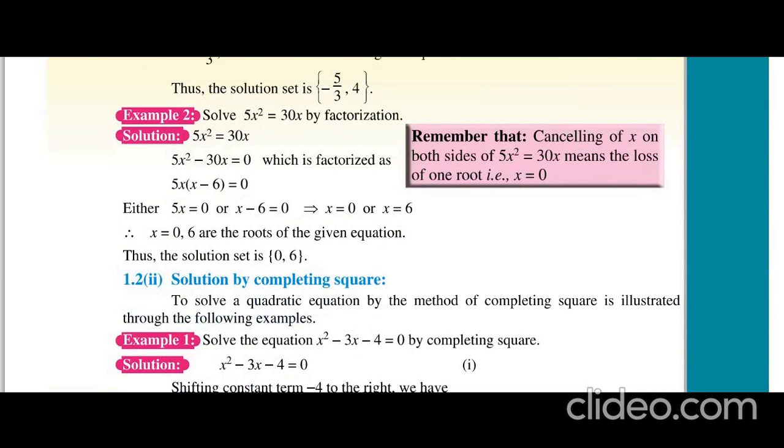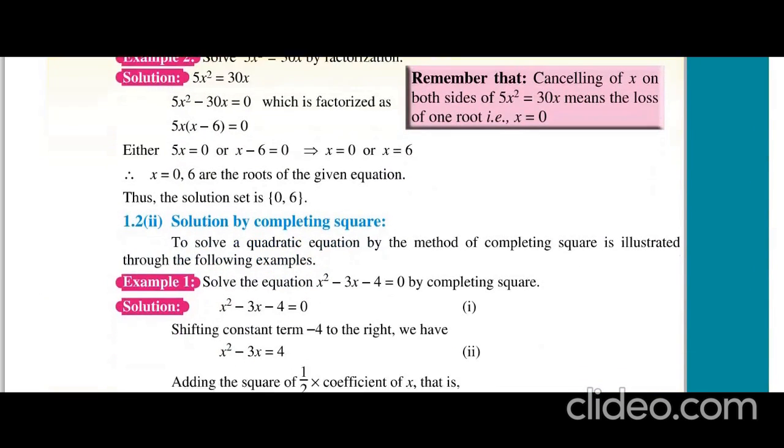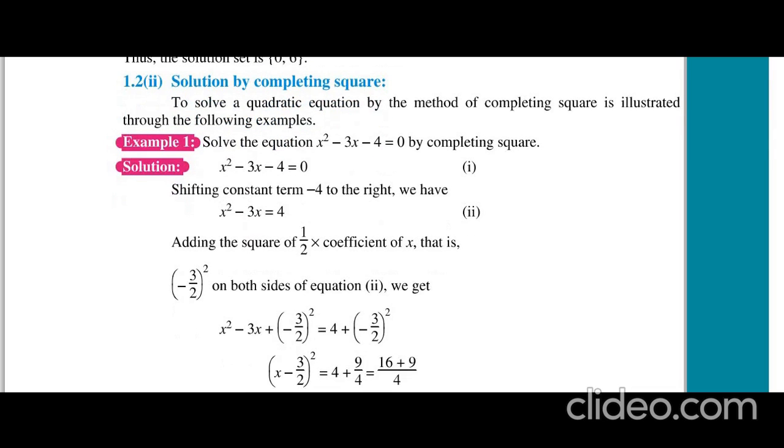This second example is also done by factorization. The next method is solution by completing the square. For example, x square minus 3x minus 4 equals 0 by completing the square. This equation is in the general form of a quadratic equation. Now step 1, shift the constant term on the right.